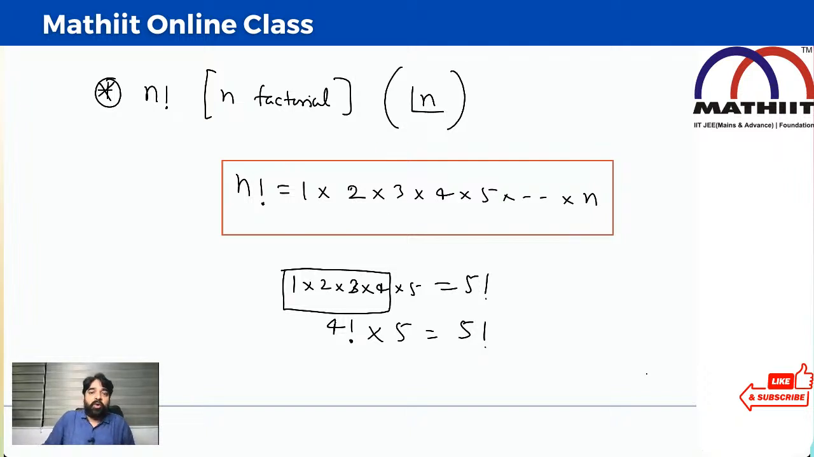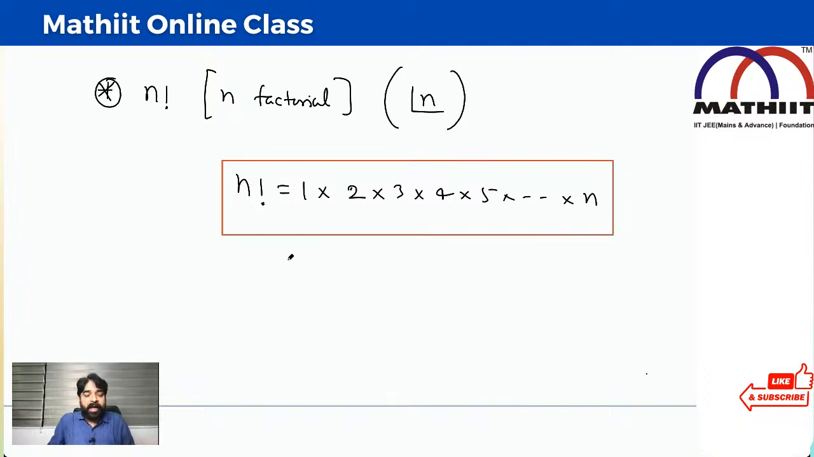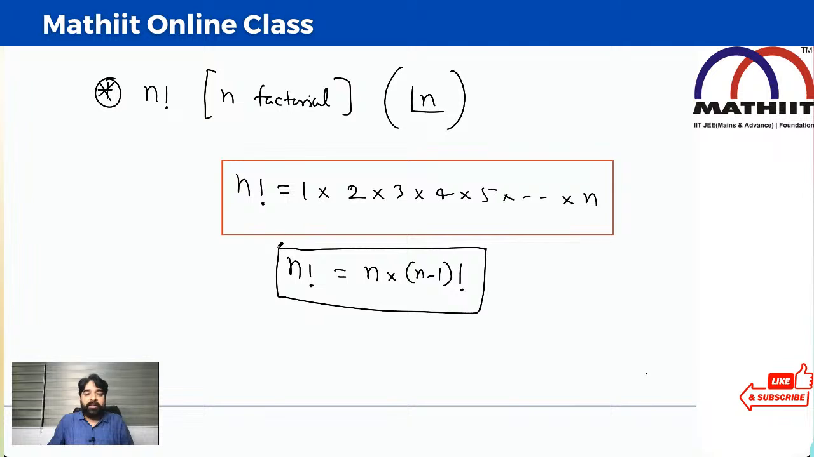So from here we can define another relation. Any moment of time I can write n factorial as n into (n minus 1) factorial. You can break it as much as you want. Most of you already know factorial, so I'm not spending much time. The n factorial we can write this way also.